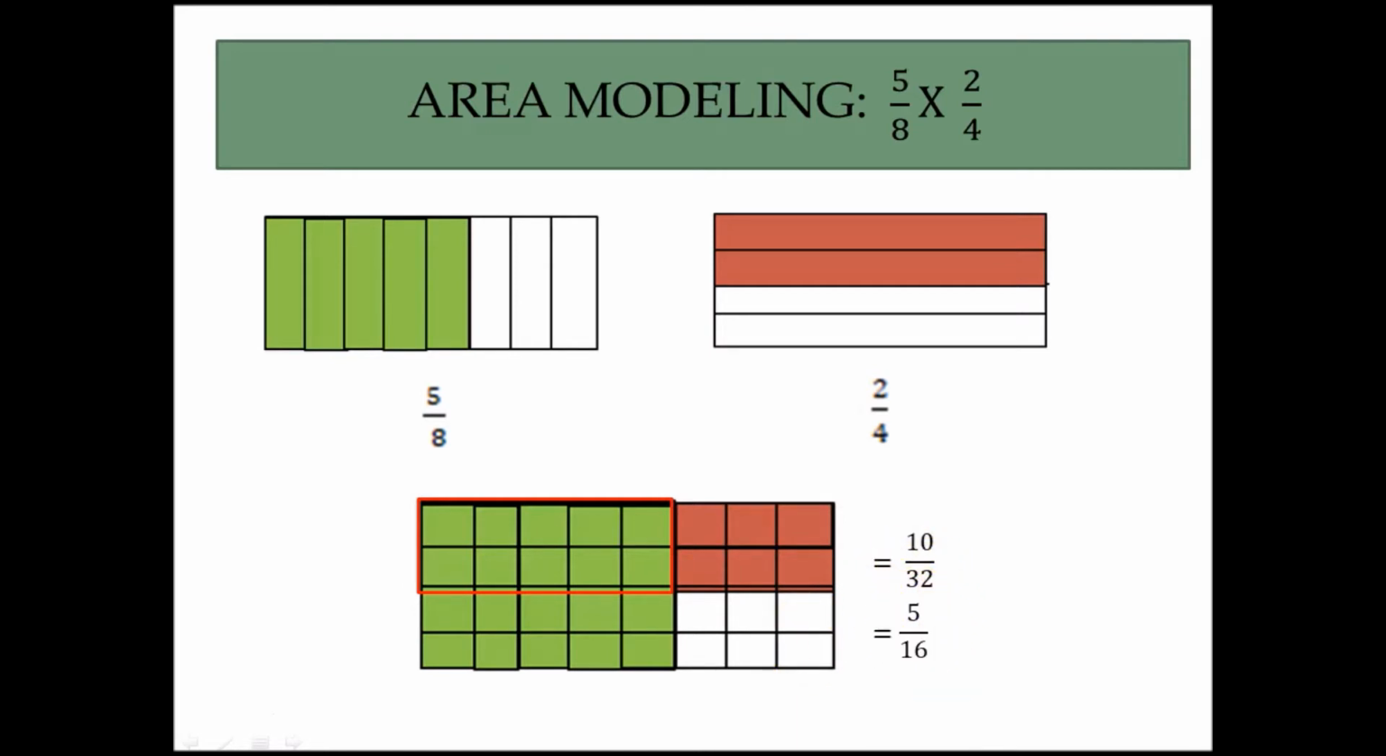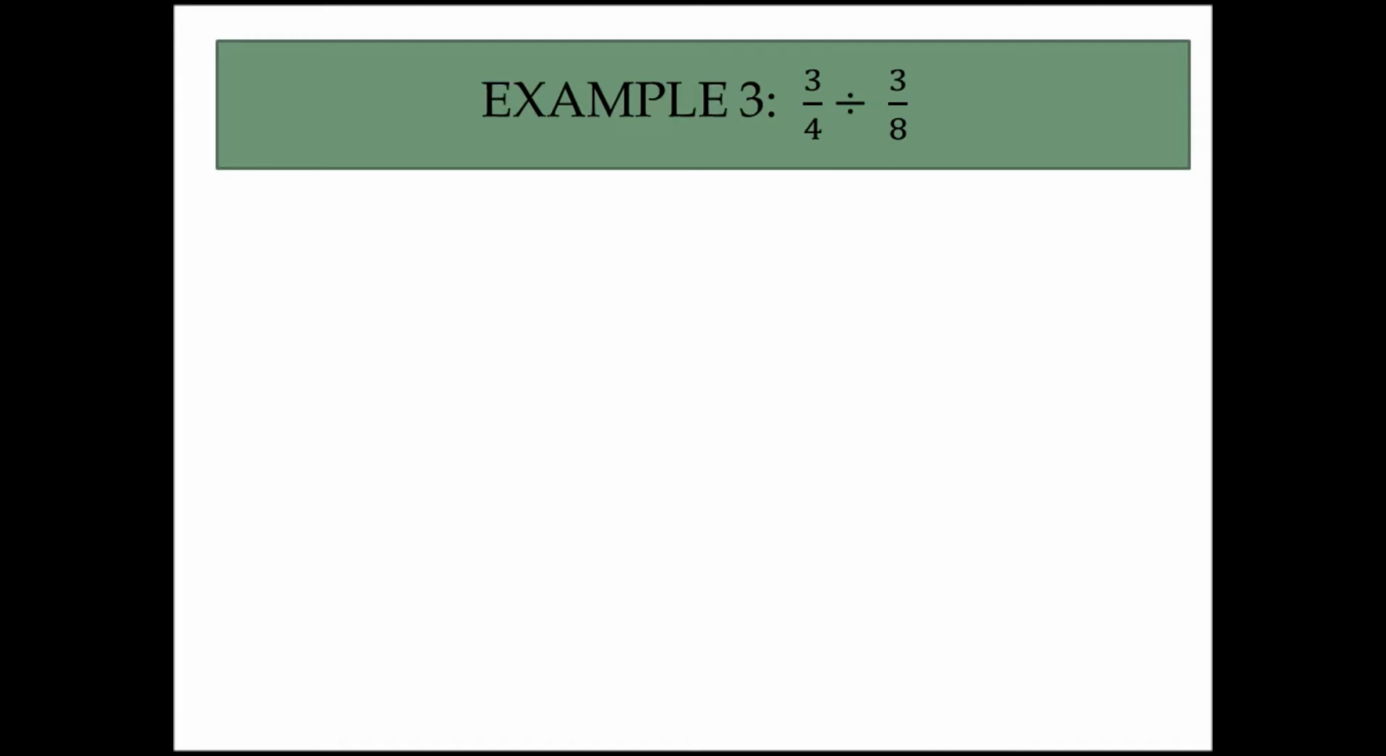And again, if you simplify that, then our final answer comes out to 5 over 16. Now let's go the opposite direction, which is the division. 3 over 4 divided by 3 over 8.